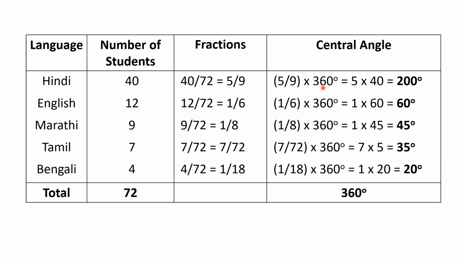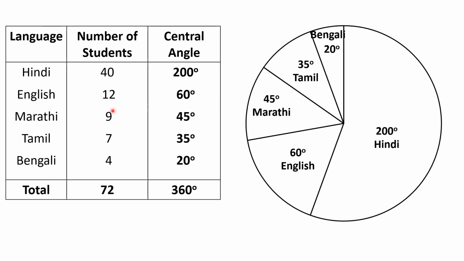So 5 by 9 into 360 degrees is equal to 200 degrees. 1 by 6 into 360 degrees, 1 into 60, is equal to 60 degrees. 1 by 8 into 360, 1 into 45, is equal to 45 degrees. 7 by 72 into 360 is equal to 7 into 5, 35 degrees. 1 by 18 into 360 is equal to 1 into 20, which is 20 degrees. And we must check that these angles add up to 360 degrees. If they don't add up to 360 degrees, it means there has been some mistake in either the fractions or in these multiplications. Okay. Now just for quick reference, I have repeated the table, which you don't have to do.